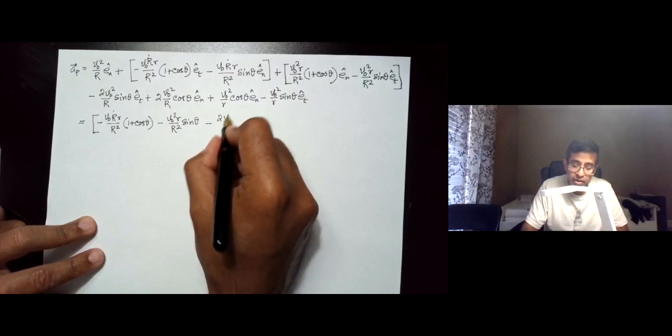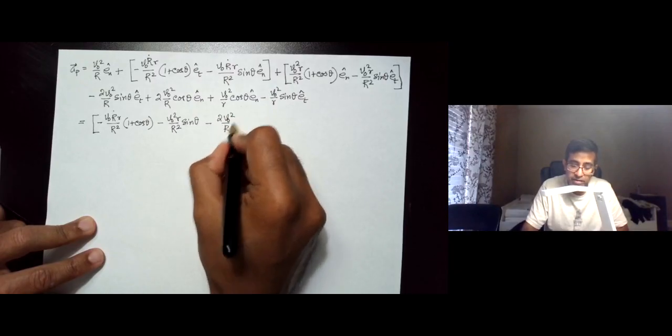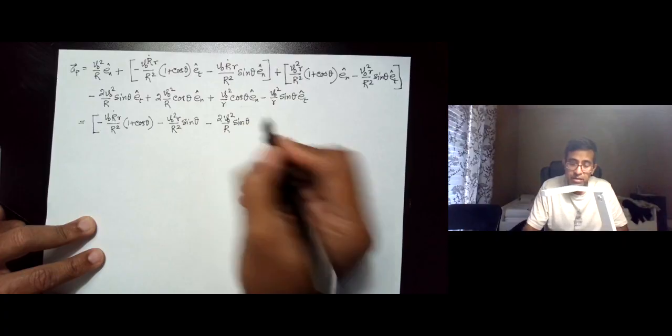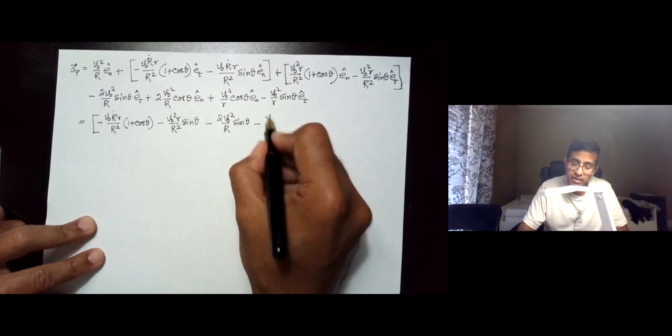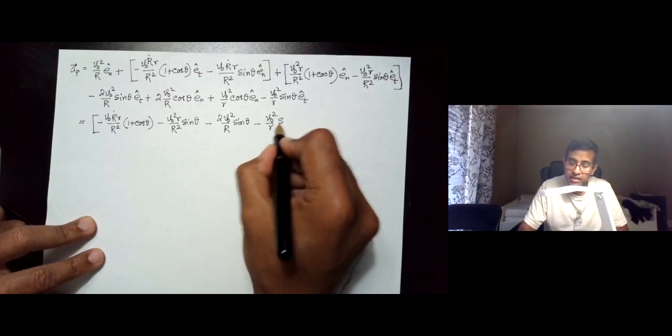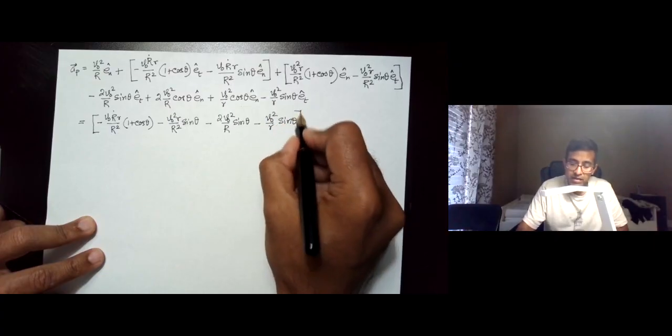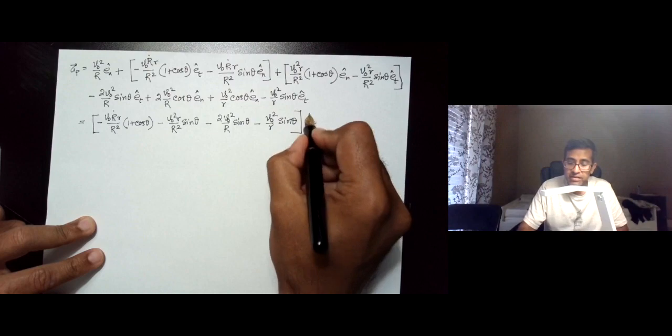Minus 2 V0 squared over capital R sine theta. Again, the units are fine. And then minus V0 squared over small r sine theta, and this is in the ET direction.